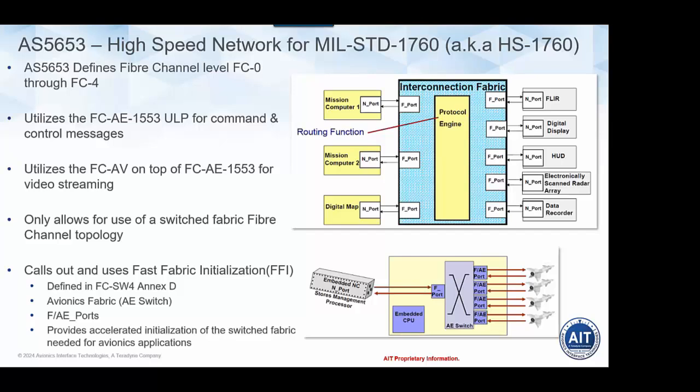Whereas the legacy MIL-STD-1760 really only had the capacity to do 1553 type signaling transfers, with high-speed 1760 there's an added capability to have video streams in the interface between the aircraft and the weapon, and that's realized by using the FC-AV protocol, which defines how to encapsulate video on a Fibre Channel link. AS5653, as I said previously, only allows for a switch fabric Fibre Channel topology, so there's no arbitrated loop and no point-to-point connections.